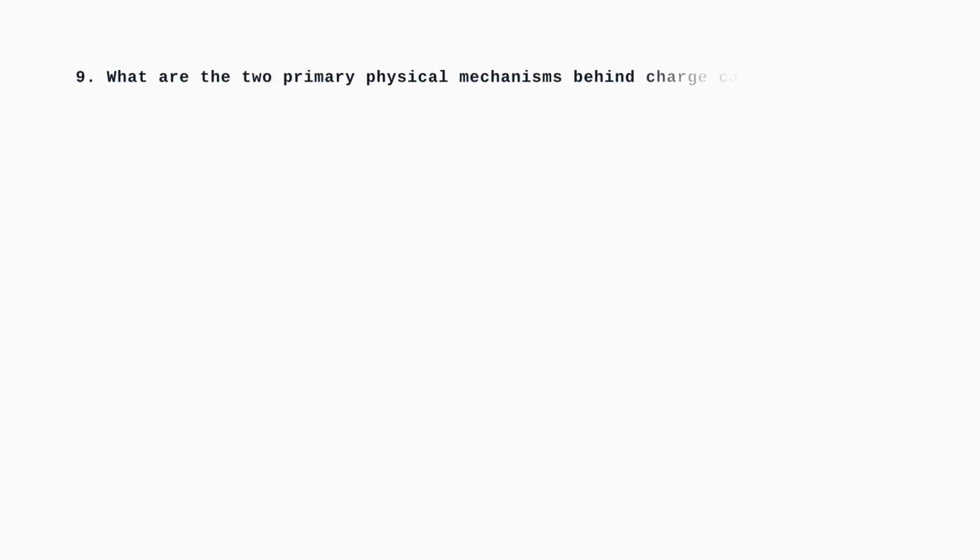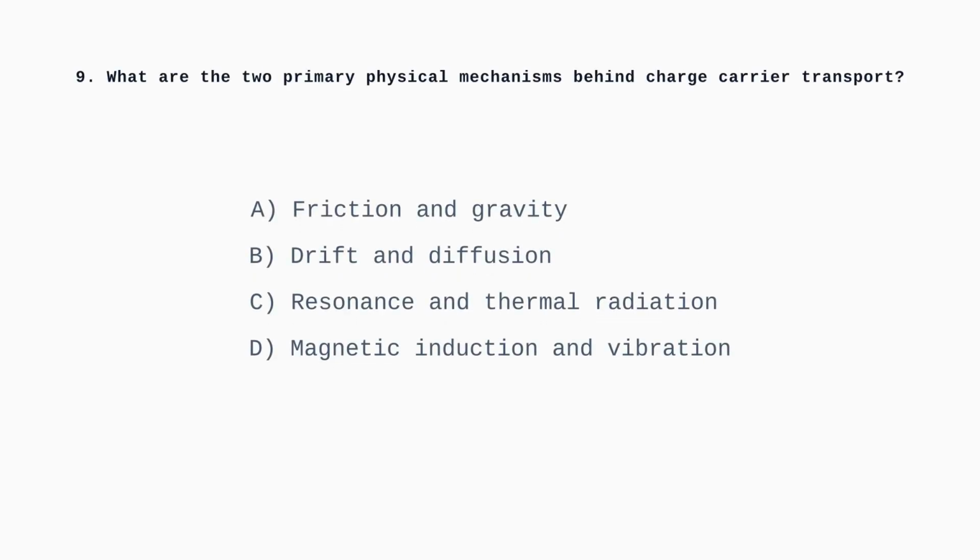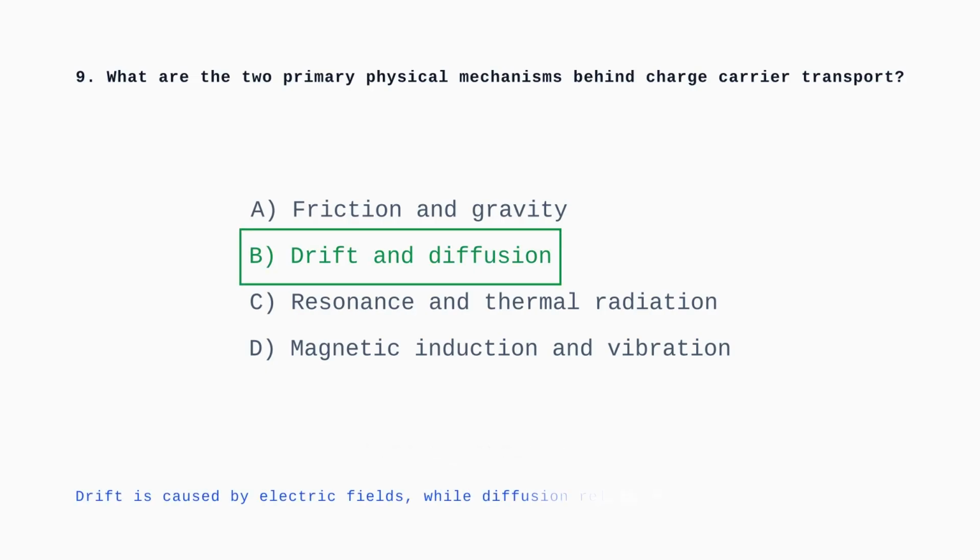Question 9. What are the two primary physical mechanisms behind charge carrier transport? The two fundamental currents in a semiconductor are drift, driven by electric fields, and diffusion, driven by concentration variations.